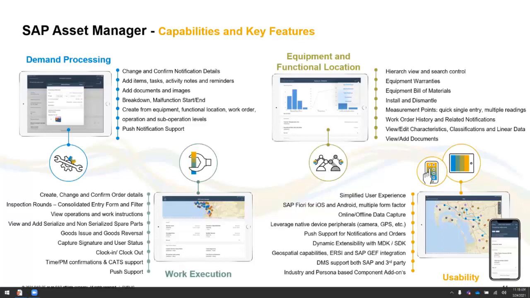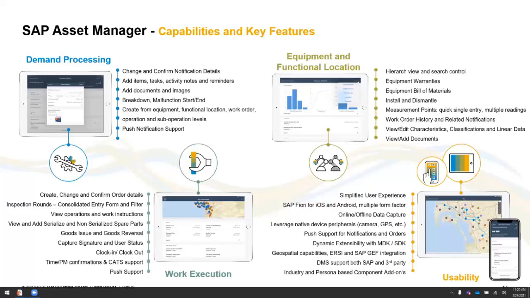From a work execution perspective, that's really the crux of this: being able to change your work order, capture labor time, materials and costs, and do inventory movements accordingly, but also making sure that we're capturing any kind of approval steps and signature information, and being able to simplify and capture inspection rounds and meter readings that are also going to have an impact on when maintenance work actually needs to be done against assets.